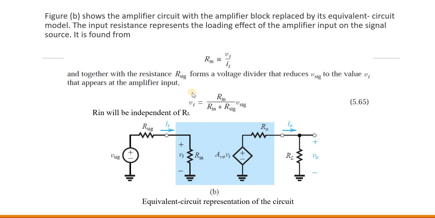All the amplifier circuits we have studied till now are unilateral. Unilateral means they do not contain internal feedback, and thus R in, the internal resistance of the amplifier, will be independent of the load resistance. See, there is no connection. These are all unilateral. There is no feedback network. So that is why R in will be independent of RL.